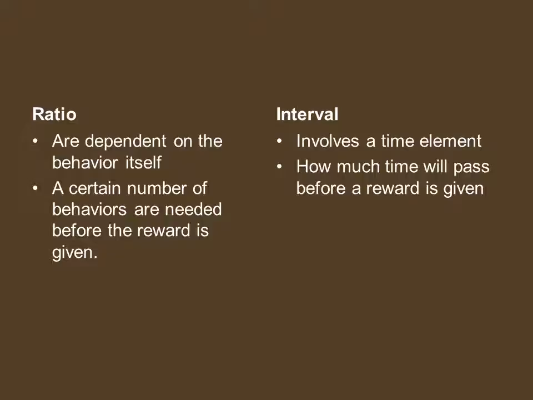Interval involves a time element. How much time will be given before a reward is given? So every 3 weeks, I will assign a quiz and I will give you points. Or every day or every Friday, the assignments are going to be rewarded. It's existing around a time element, not so much about how many behaviors you're exhibiting. So for ratio, maybe you want to put a number sign, and intervals are based on the time.